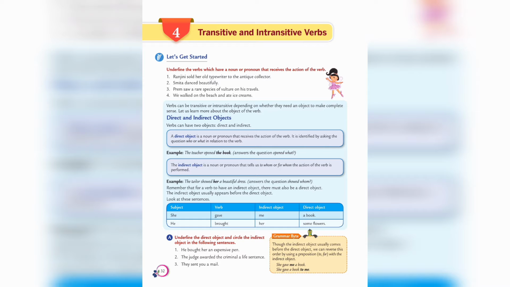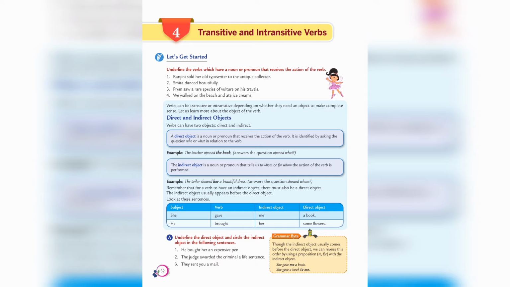The indirect object is a noun or pronoun that tells us to whom or for whom the action of the verb is performed. Example, the tailor showed her a beautiful dress. Answers the question, showed whom? Remember that for a verb to have an indirect object, there must also be a direct object. The indirect object usually appears before the direct object.